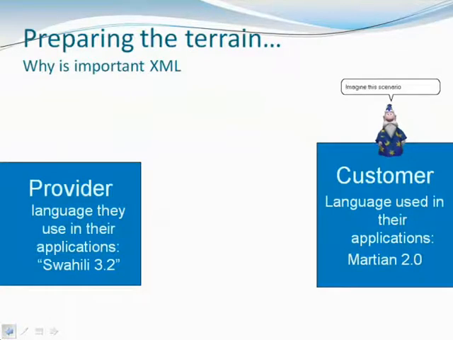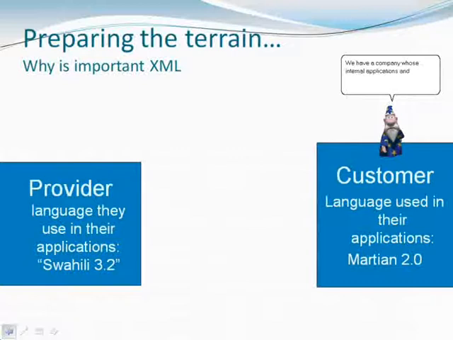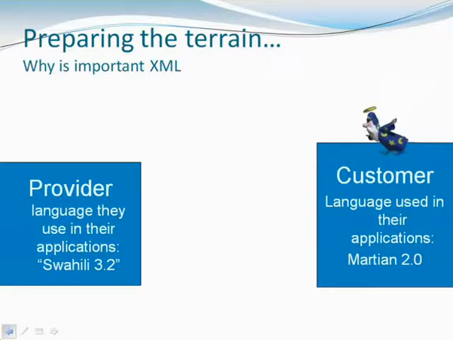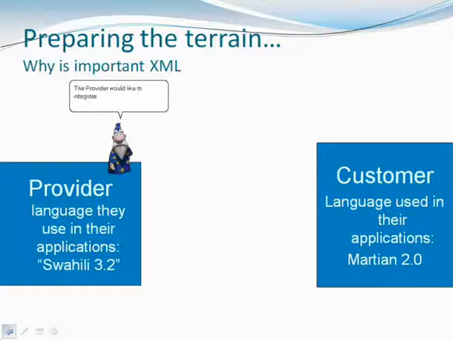Imagine this scenario. We have a company whose internal applications and systems all run on a technology called Martian version 2.0. They buy their office supplies from a specific provider, and they would like to integrate their internal purchasing system with that of the provider in order to automate their purchasing and invoicing. The provider would like to integrate their sales systems with their customer as well, but they use Swahili version 3.2 as their internal technology for all their applications. As a result, they can't communicate with each other.